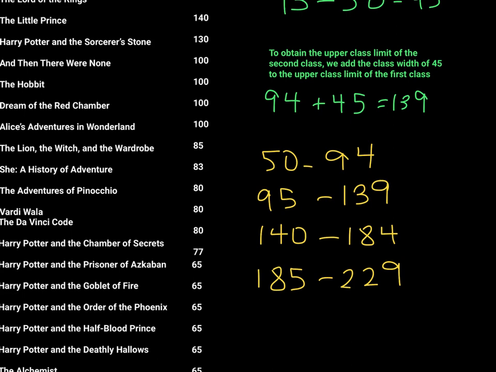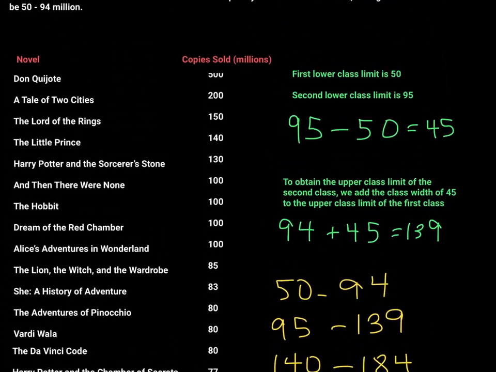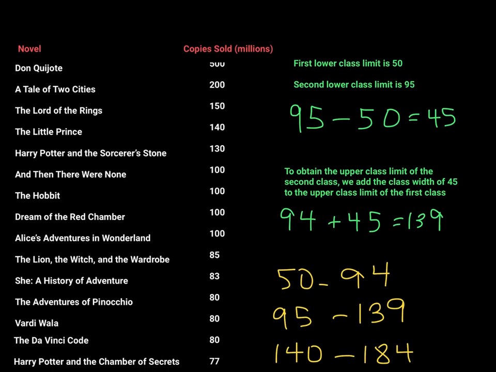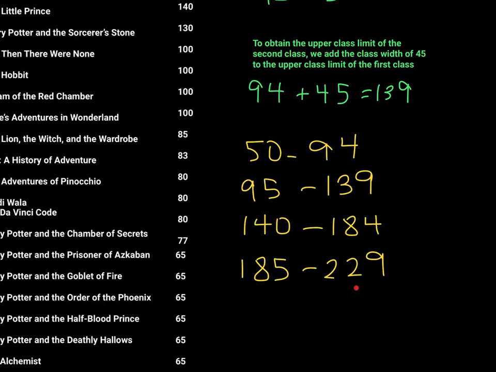Now, remember, you only continue this process until you've gotten the highest value in the data. What is the highest value of the data? There it is. The highest value in the data is 500 million. So continue this process with your classes until you have a class that will hold the value 500.